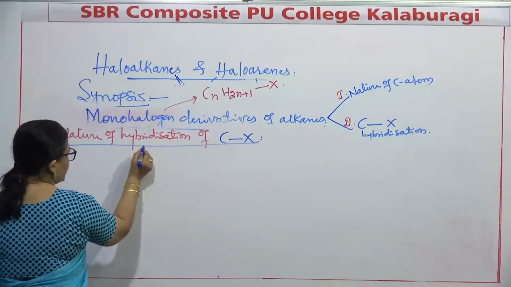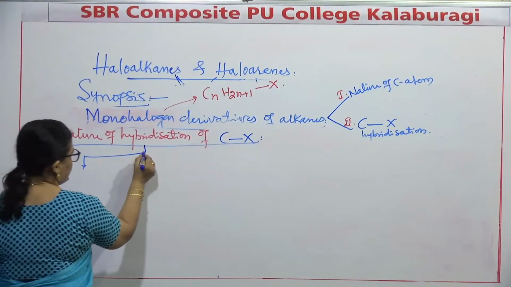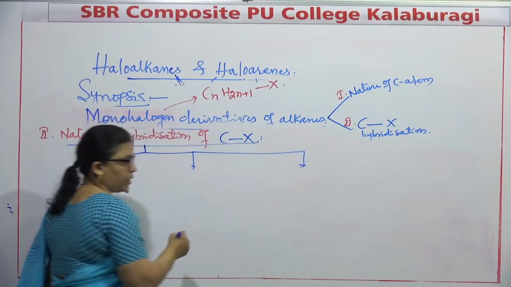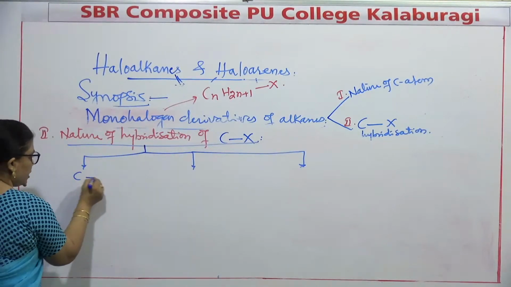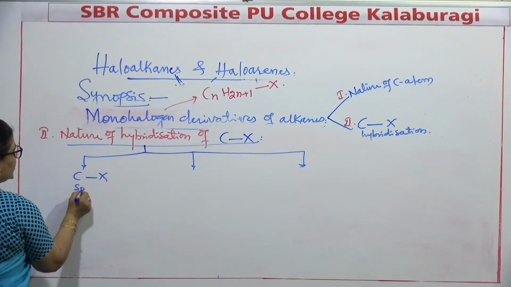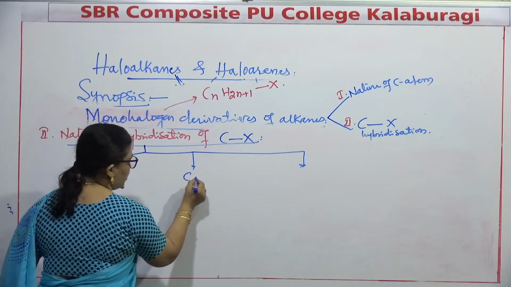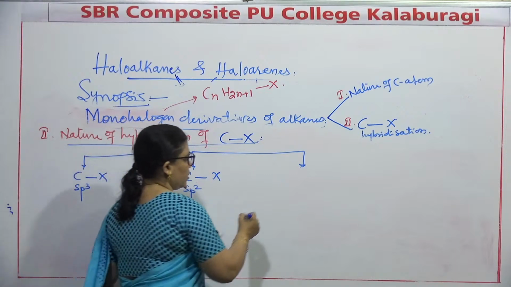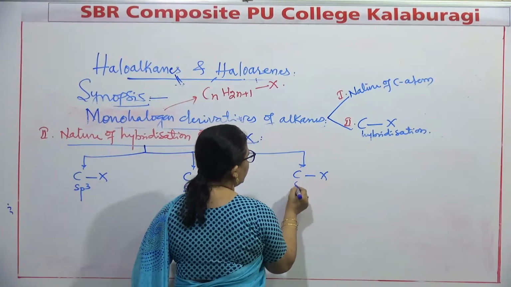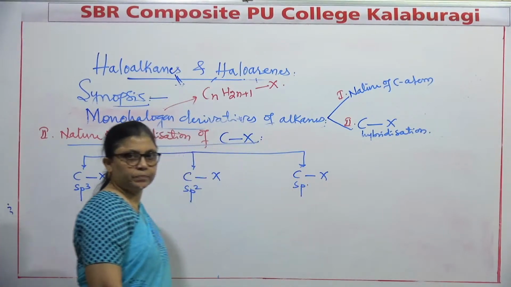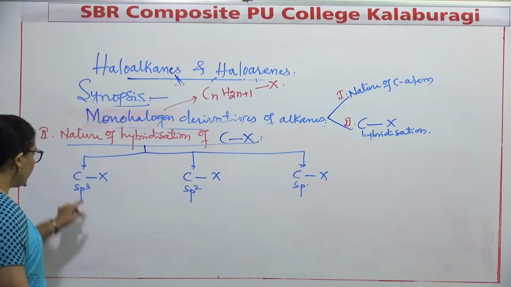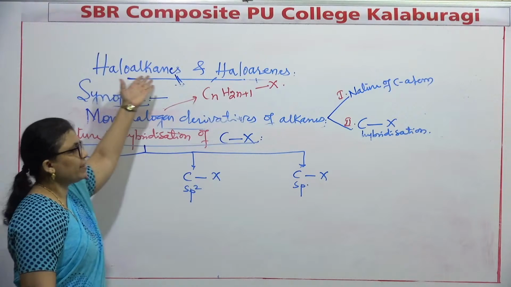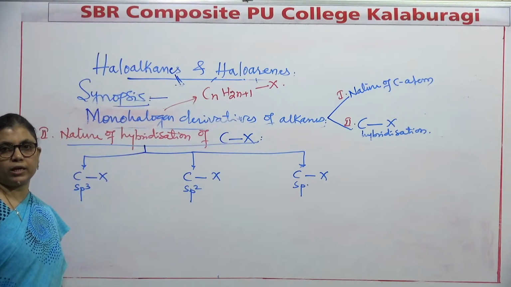So here, very broad classification. Here only we can understand. Carbon containing halide may be sp3 hybridized. Carbon containing halide may be sp2 hybridized. Carbon containing halide may be sp hybridized. When the carbon containing halide is sp3 hybridized, the topic itself is there, that is haloalkane.